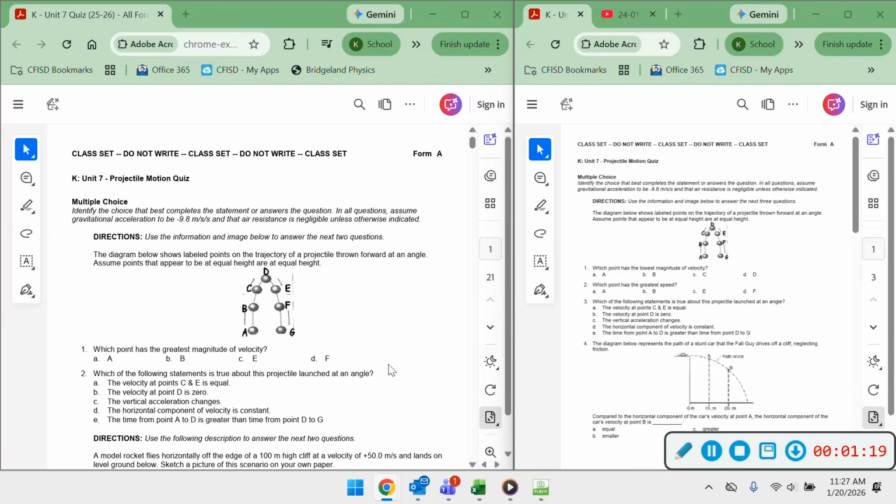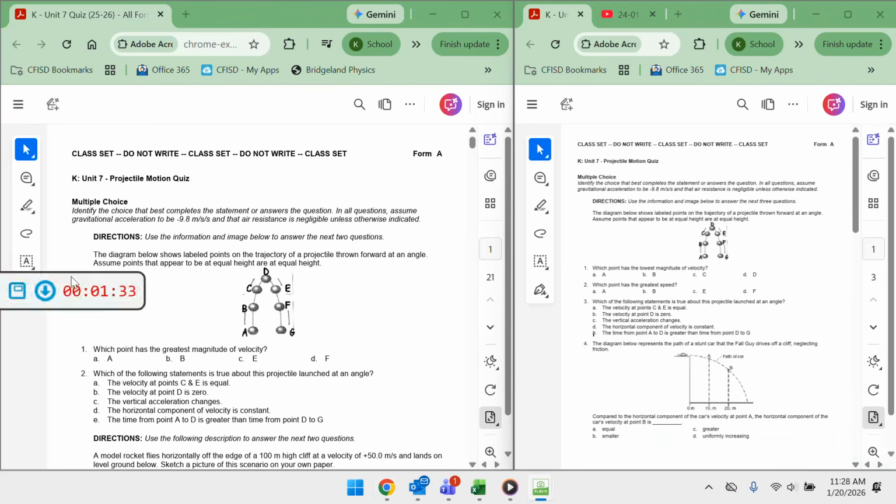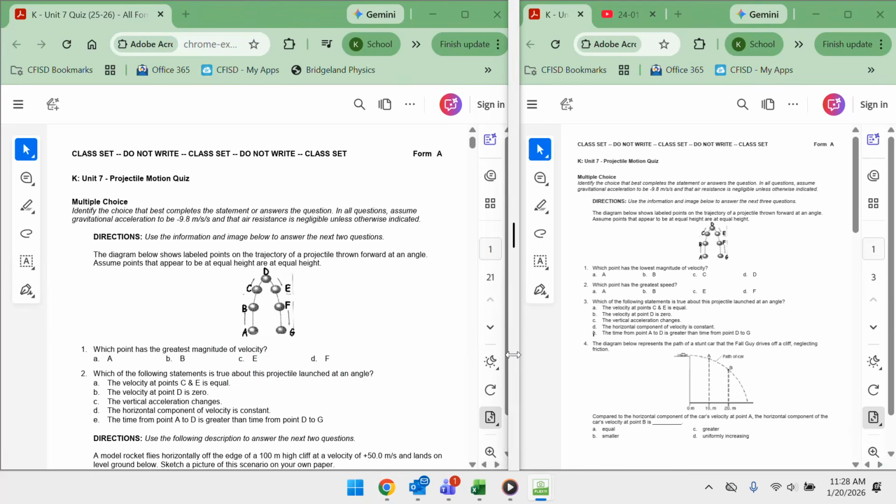So these are the quizzes. The one here on the left-hand side is the same one I had on the screen a second ago. This is the quiz you guys took. As you can see, it starts out exactly the same way as the one from a couple years ago. So let's go ahead and see what the difference is.